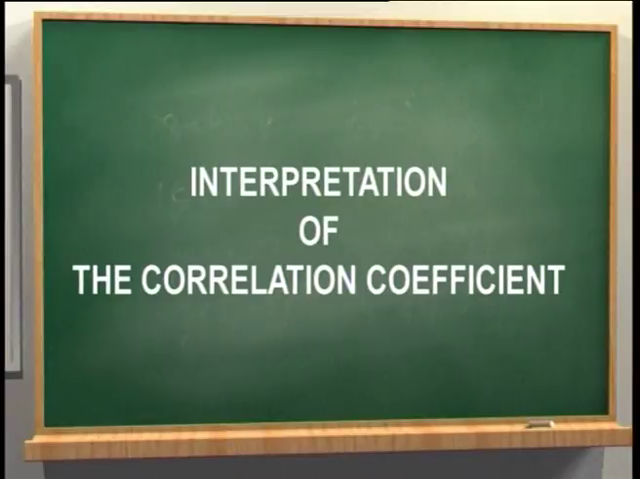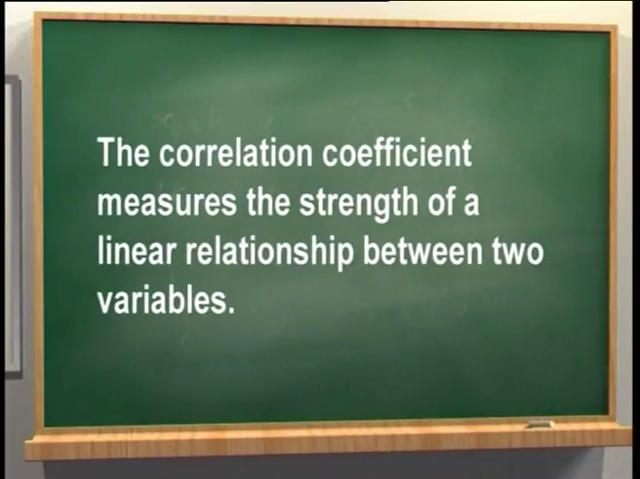Let us interpret the correlation coefficient. The correlation coefficient measures the strength of a linear relationship between two variables. The correlation coefficient is always between -1 and +1. The closer the correlation is to +1 or -1, the closer to a perfect linear relationship.